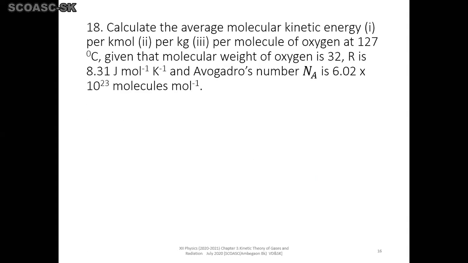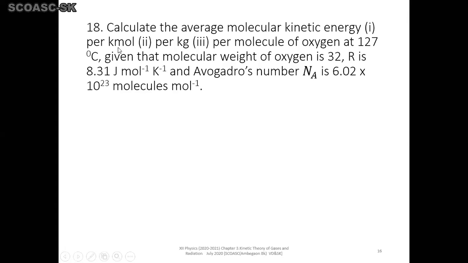Now here I'm supposed to find out the kinetic energy, right? The average kinetic energy in terms of per kilomole, right? Average kinetic energy per kilomole. I have to find it out per kg. I have to find it out per molecule of oxygen, which is at 127 degrees Celsius, right? So first thing is I'm going to convert this into absolute temperature, plus 273. Then what else am I given? Molecular weight of oxygen is given as 32 and R is given to me. This R is given in joule per mole Kelvin.